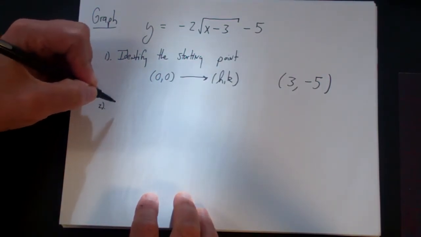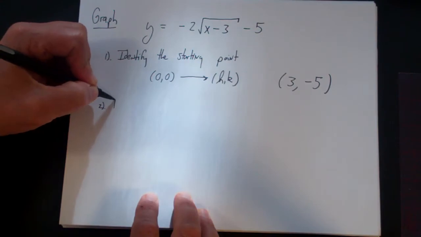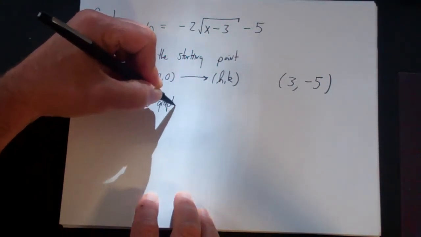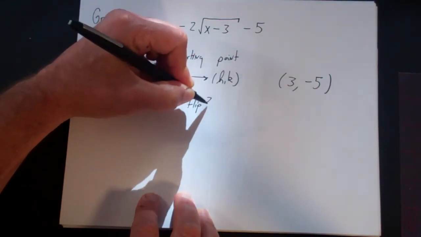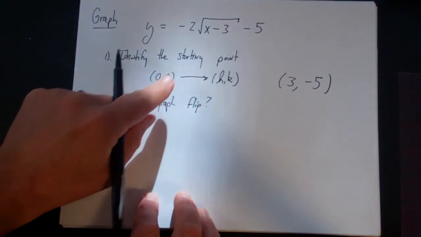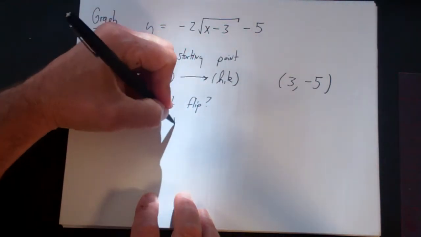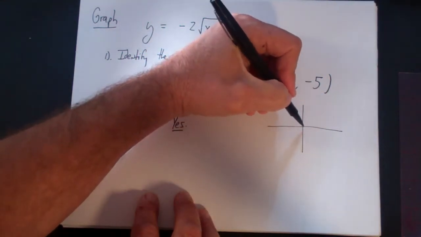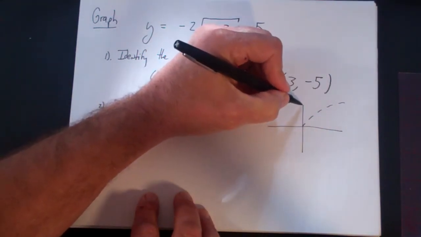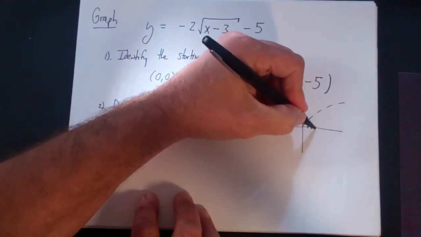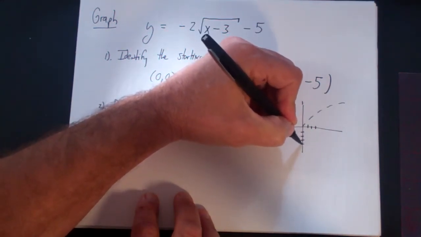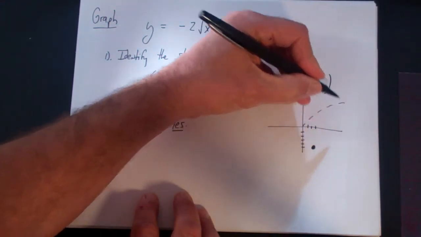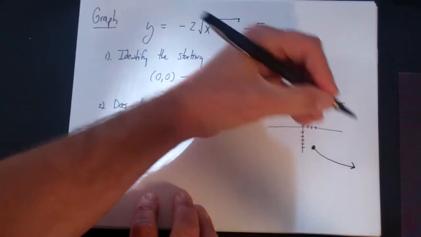The second step is you're going to identify whether it flips. And in this case, how do you tell that? You tell if A is positive or negative, and this time A is negative. So the answer is yes. So you kind of know what the graph looks like already. If this is square root of x, the new starting point is 3, minus 5. That's your new starting point. It would look like this except for it flips, so it's actually going to look like that.